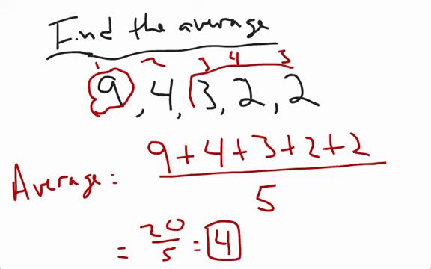Now we know that some children are above the average, some children are below the average, and there's even a child that's right at the average. But the average age of these 5 children is 4 years old.